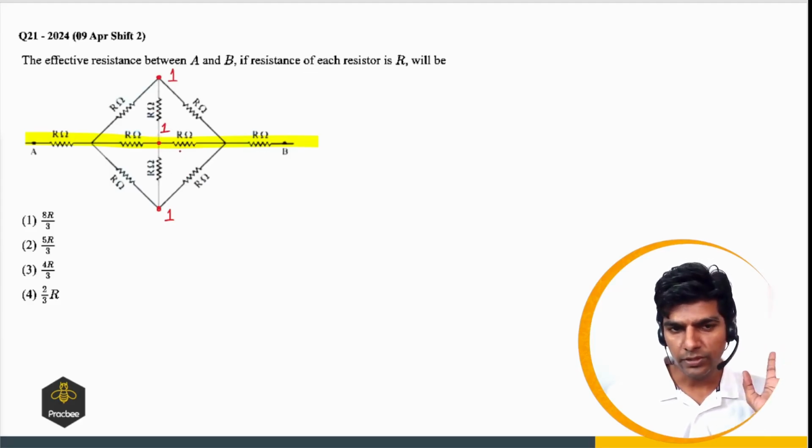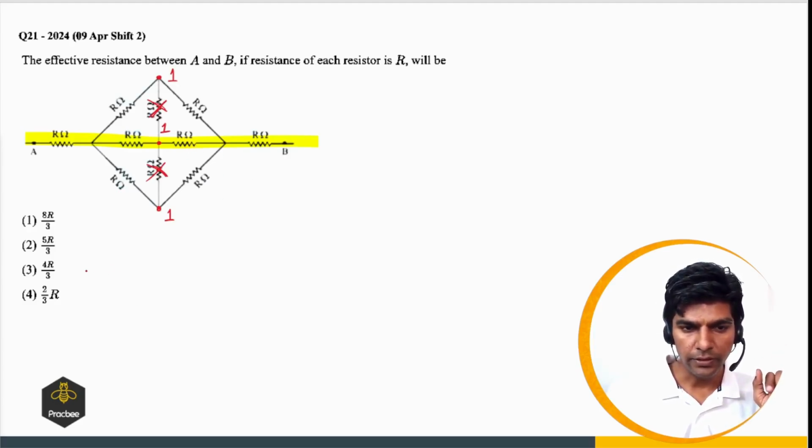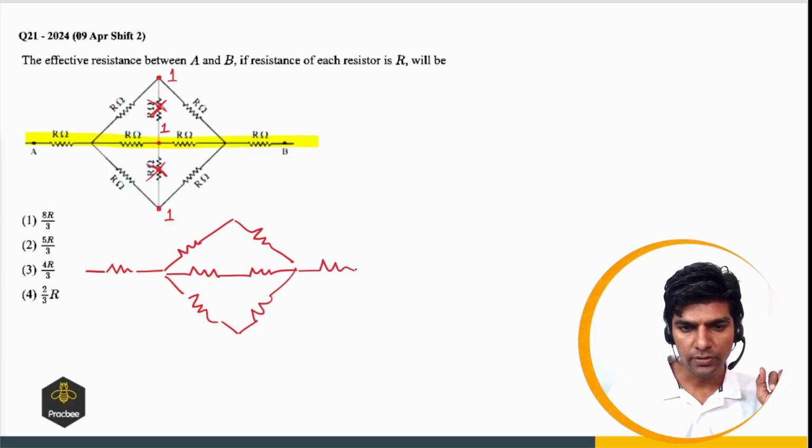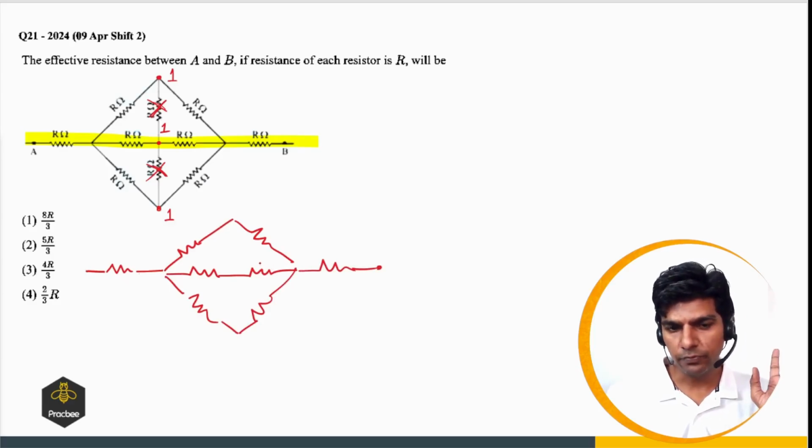If they have same potential, then there will be no potential difference across this resistor. So there will be no current in this resistor and there will be no current in this resistor. So we can remove these 2 resistors, and we can redraw the diagram. Now the circuit has simplified a bit.